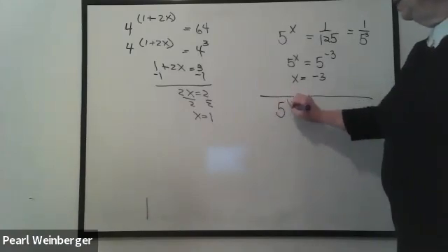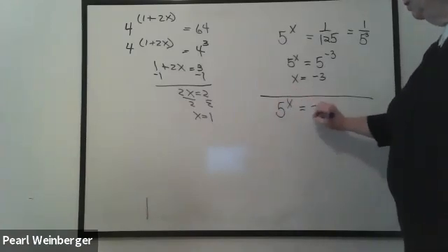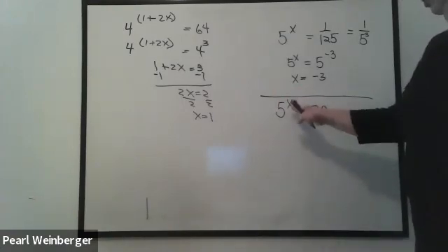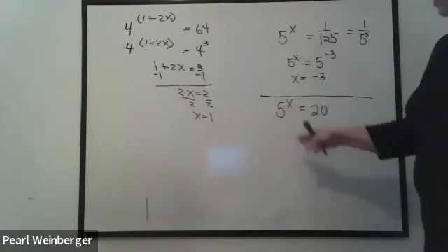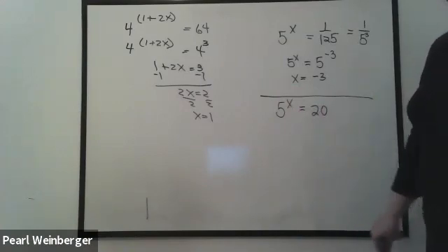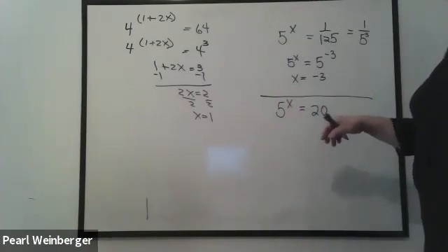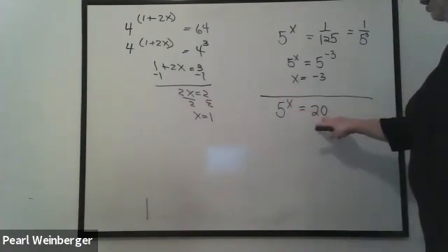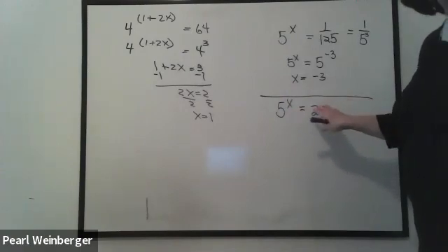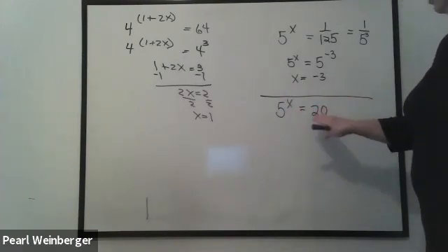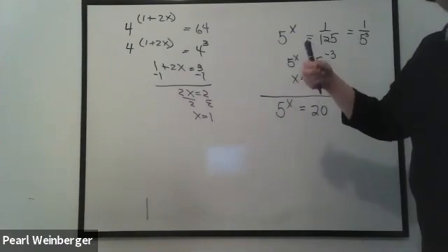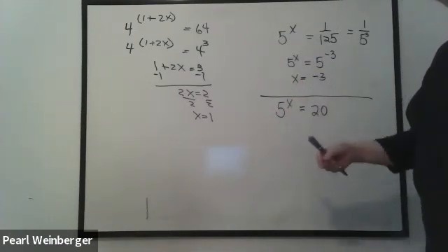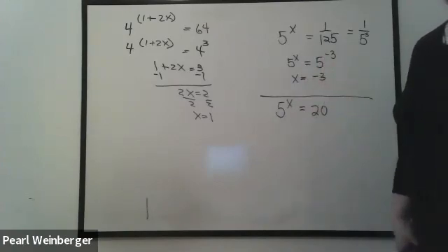Suppose I gave you 5 to the x is equal to 20. And I go to try to put this side into base 5. Well, I know 5 to the 1 is 5, and 5 squared is 25, and I totally skipped 20. 20 is not able to be put in base 5. You can't write 20 as 5 to some exponent.